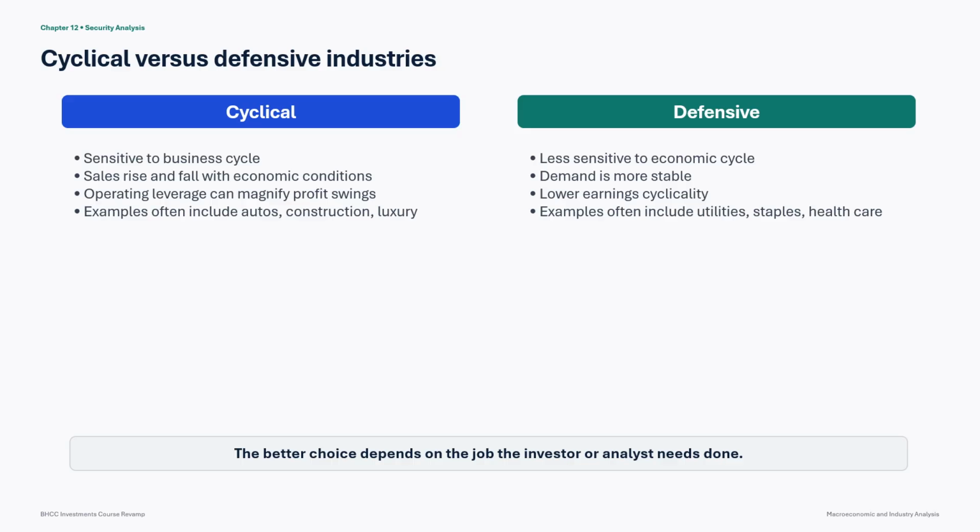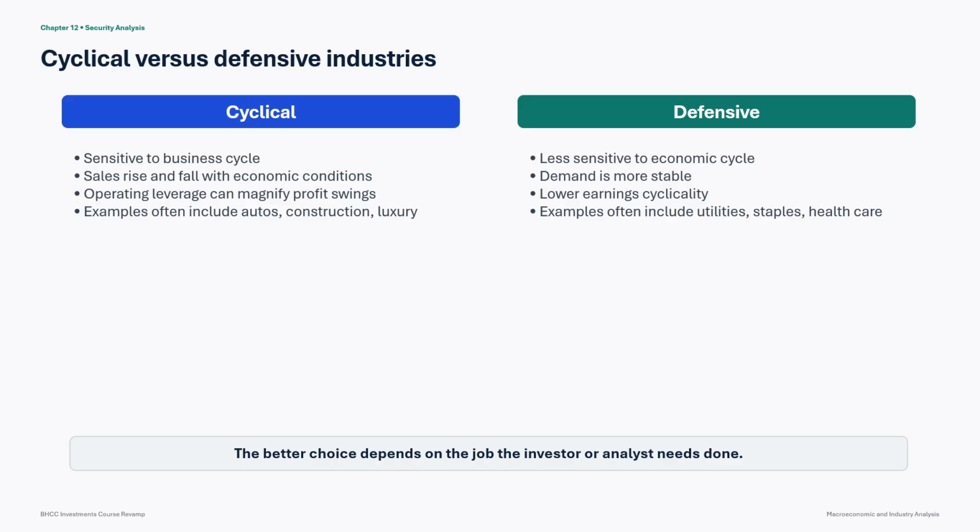Defensive industries have more stable demand. Consumers continue to buy food, household products, electricity, and medical services, even when the economy slows. That stability can reduce earnings cyclicality. But defensive does not mean the stock price will be stable in every environment. Utilities are often capital intensive and rate sensitive. Consumer staples companies can suffer when commodity and labor costs rise faster than prices. Healthcare firms face regulation, reimbursement, product, and litigation risk.